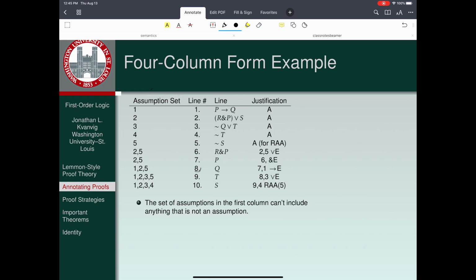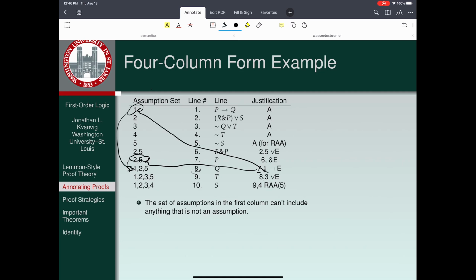And one of the simple mistakes that keeps getting made is because you use 7 and 1, people want to put 7 and 1 in the assumption set. But that's a mistake because 7 is not an assumption. What you do is you put the assumptions for line 7 in the assumption set for line 8. So at line 8, if you use 7 and 1, you're going to have to carry down the assumptions for lines 7 and 1. 1 is an assumption, 7 is not. So 1 carries down from line 1, and 2 and 5 carry down from line 7.